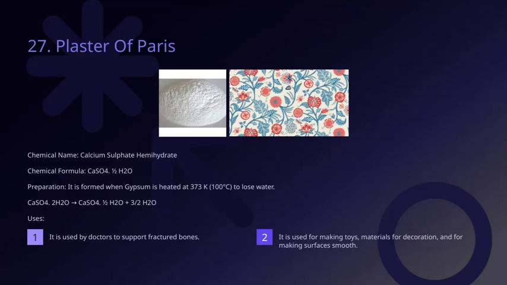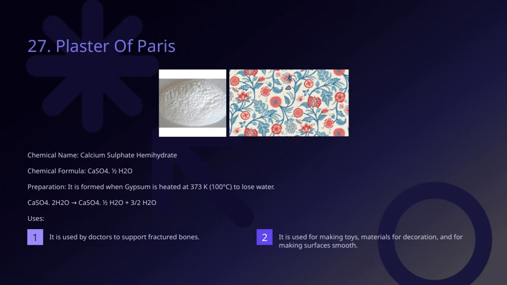Now let's take a look at plaster of Paris, which is quite a versatile material. It's used for making toys, decorative materials, and even for smoothing surfaces. You might not realize it, but it also plays a vital role in the medical field. Doctors use it to support fractured bones and help them heal properly.